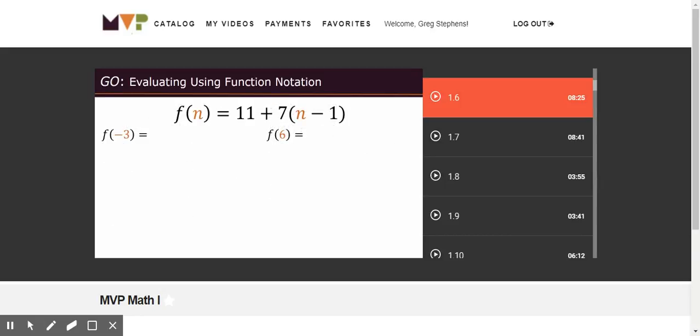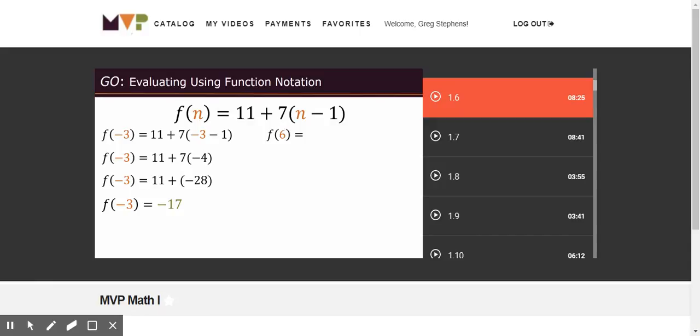Here is one last example. Given that f of n equals 11 plus 7 times n minus 1, find f of negative 3 and f of 6. The notation f of negative 3 means that you should replace the n in the rule 11 plus 7 times n minus 1 with negative 3. Then calculate f of negative 3, or 11 plus 7 times negative 3 minus 1 equals 11 plus 7 times negative 4 equals 11 plus negative 28, which equals negative 17.